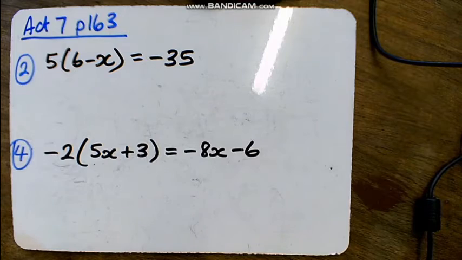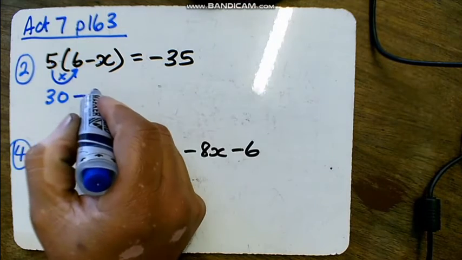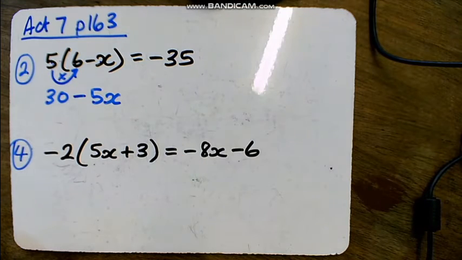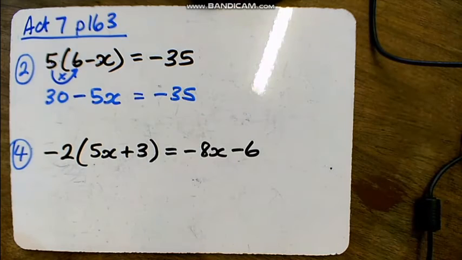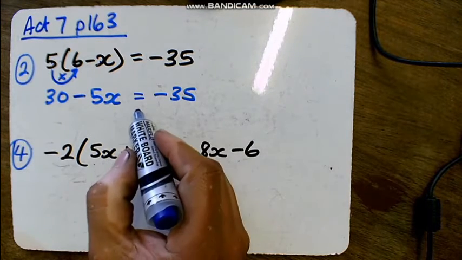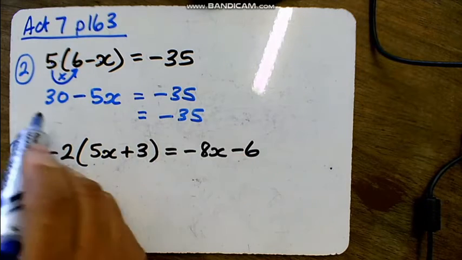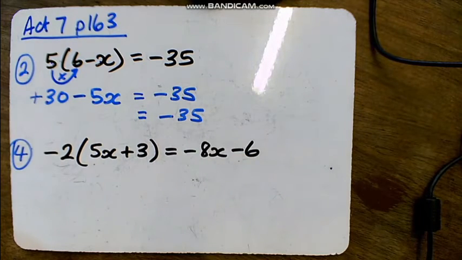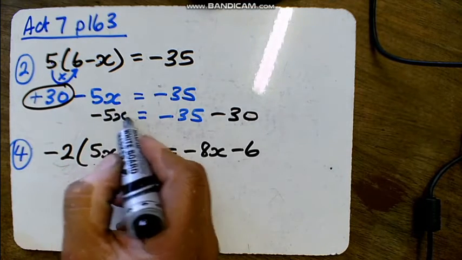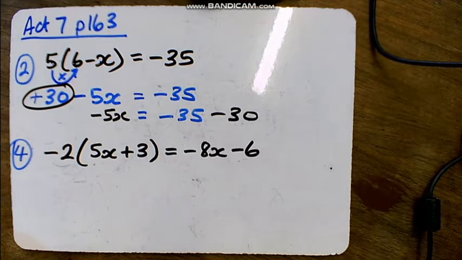So 5 times 6, 5 times minus x is minus 5x, is equal to minus 35. Right, will we move the 30 over to the other side? So we have minus 35. This is plus 30. Take the plus 30 over to the other side. So plus 30 will become minus 30. What is on the left? Minus 5x.